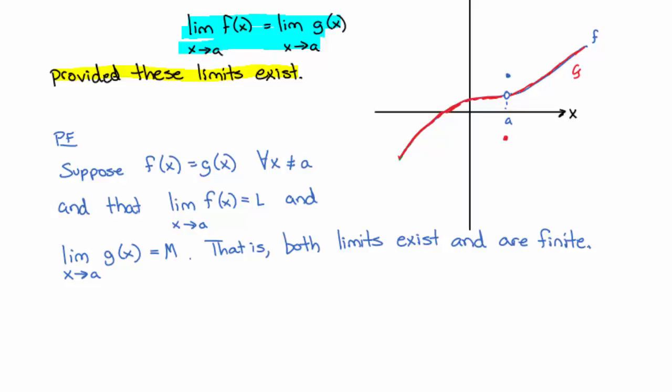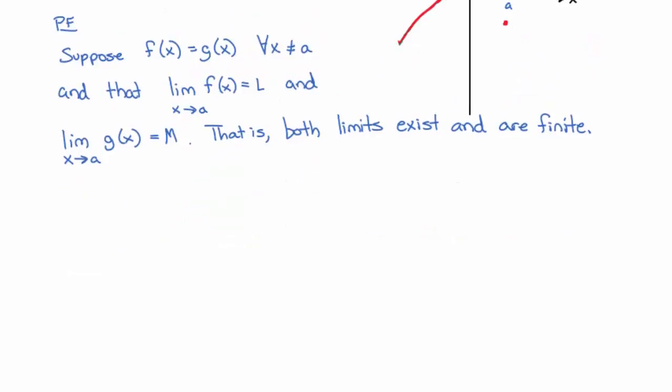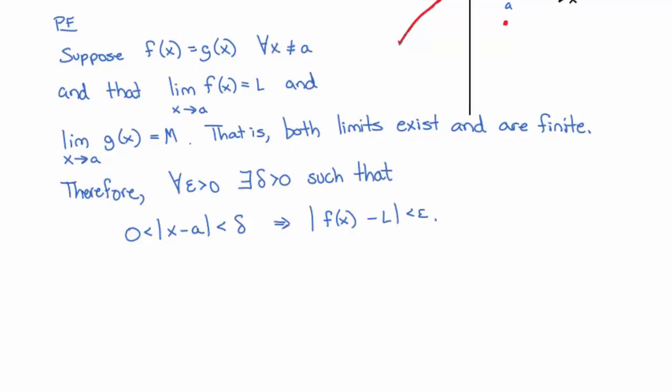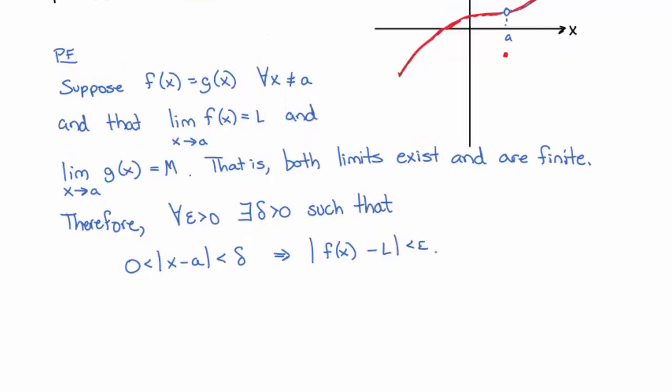Great. Now, we happen to know from the precise definition of a limit that if these limits exist, then we can rewrite them in the epsilon delta format. So let's do that. I'm only going to do it for f here. So I'll write, therefore, for all epsilon greater than 0, there exists a delta that's also positive, such that as long as the distance in x between x and a is non-zero but less than delta, so x cannot be a, that will imply that the distance between f of x and L is less than epsilon. So I'm basing this argument on the fact that this limit exists and is equal to L. Well, what does that mean?